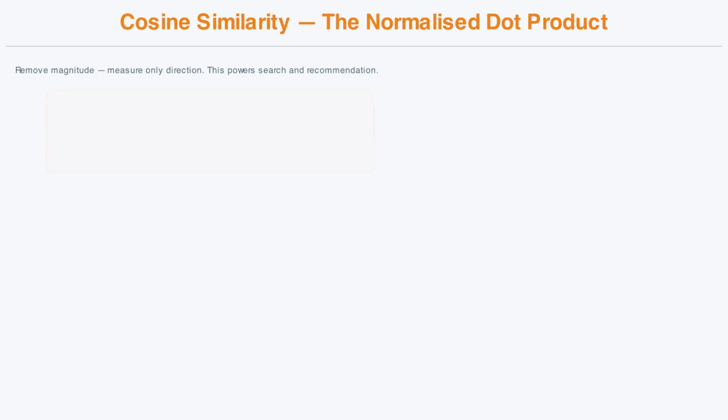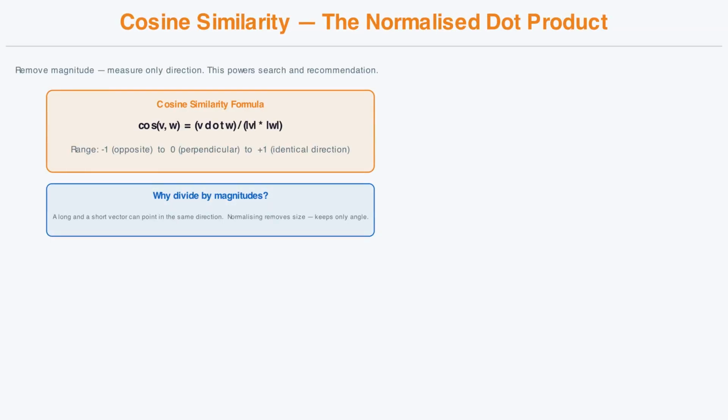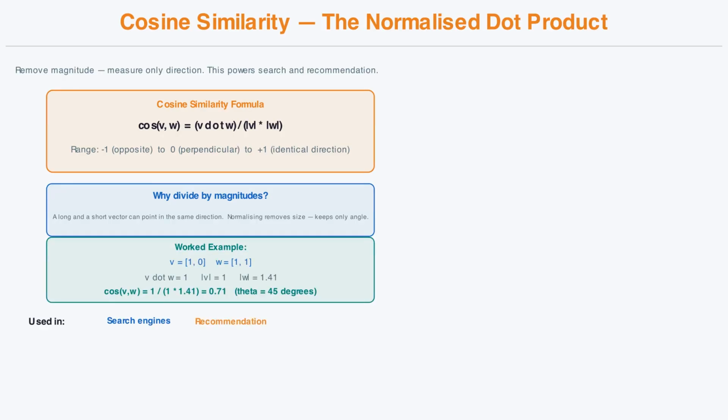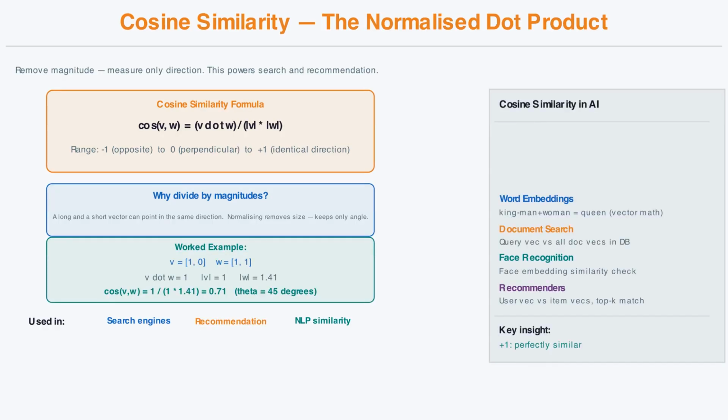The dot product has a small limitation: it depends on the lengths of the vectors, not just their direction. Two short vectors pointing the same way give a smaller dot product than two long vectors in the same direction, even though the direction is identical.